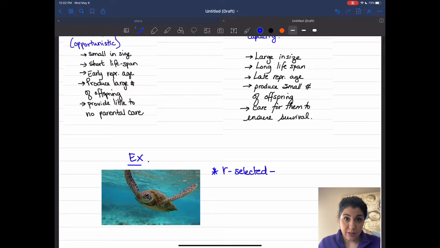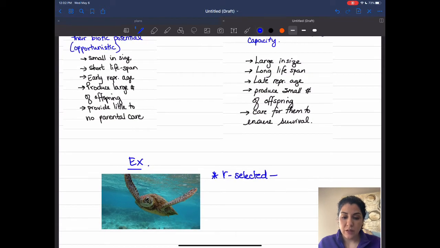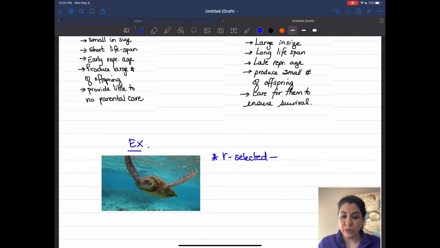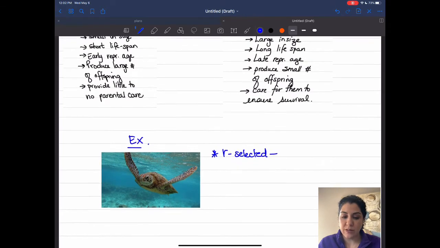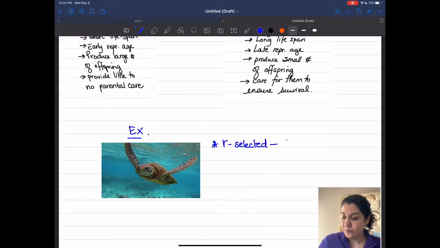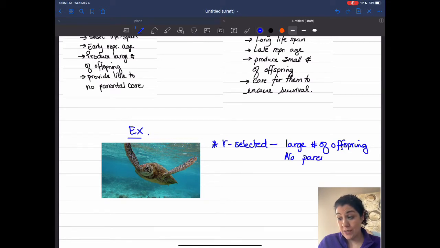It's not small in size compared to, let's say, a frog. Short lifespan? No, they live quite a long time. Early reproductive age? They don't reproduce when they're little; they have to be quite a big size to reproduce. But they do produce a large number of offspring. And they also give no parental care. Once they lay those eggs, they're out of there. And then it's up to the little hatchlings to make their way to the ocean.